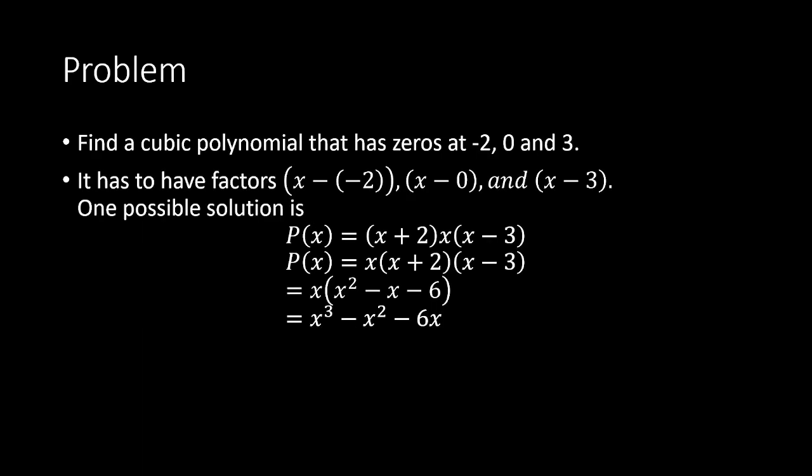So let's look at this. Find a cubic polynomial that has zeros at negative 2, 0, and 3. Since it needs to have factors at these locations, we write it as x minus negative 2 for this one, x minus 0, and x minus 3. You are working backwards. If I was to solve this, I would get these zeros. You work backwards. X plus 2 times x minus 3, and I rewrote it. Then I foil this to get x squared minus x minus 6. Then multiply by x. You get this. This is one possible solution.